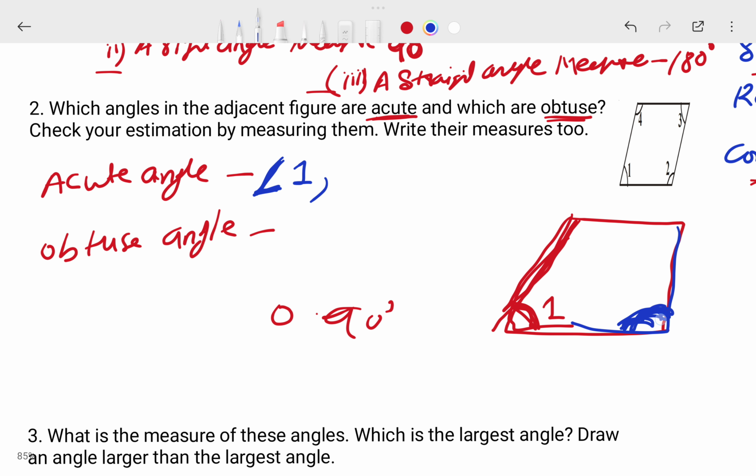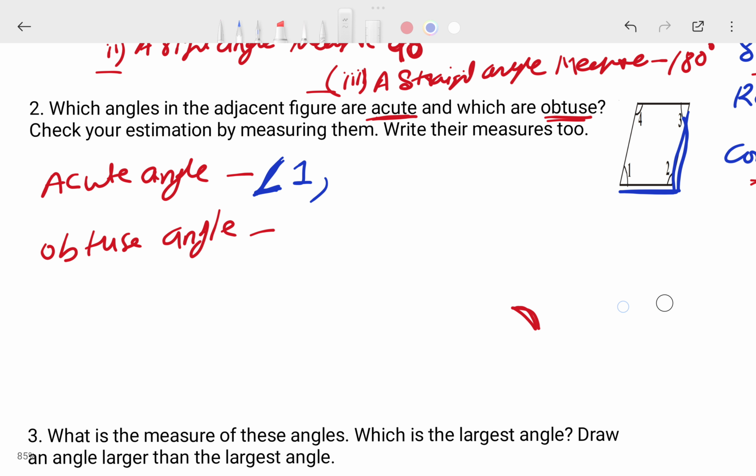If you measure with the protractor, this is more than 90 degrees. Any angle which is more than 90 degrees and less than 180 degrees, what is it? It is our obtuse angle. So angle 2 is our obtuse angle.